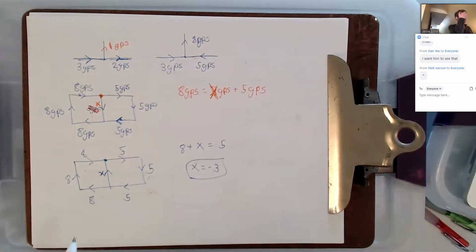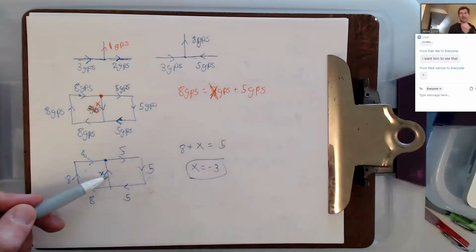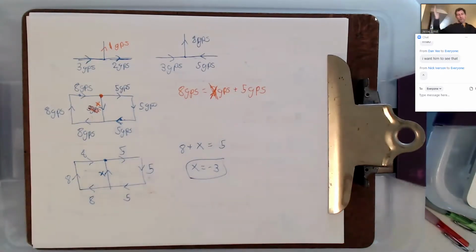So which is it? Here we found that the flow was 3 gallons per second. Here we found it was -3. Somebody quick resolve that. Which is it? 3 or -3? Both, yeah. Farhan, why?